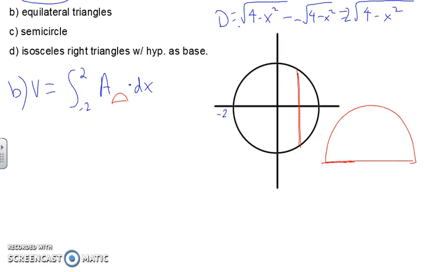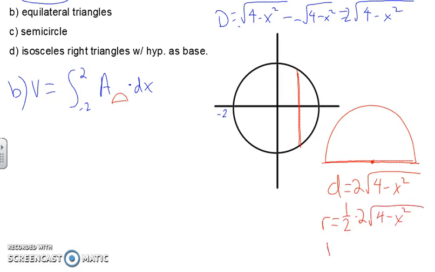Well, if this is the length across that bottom, that's not the radius. Isn't that the diameter? So my diameter in this case will equal 2 square root of 4 minus x squared. Well, what's the relationship between a diameter and a radius? Isn't a radius half of the diameter, so it'll be 1/2 of 2 square root of 4 minus x squared, or simply square root of 4 minus x squared.